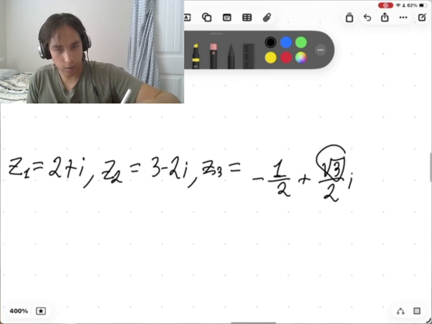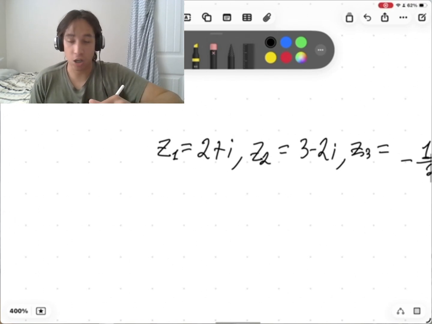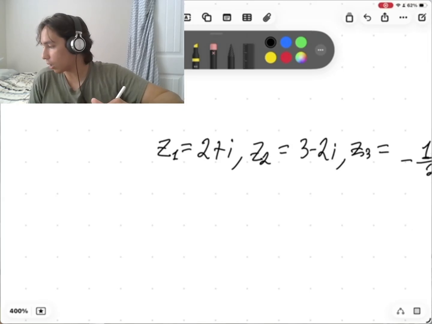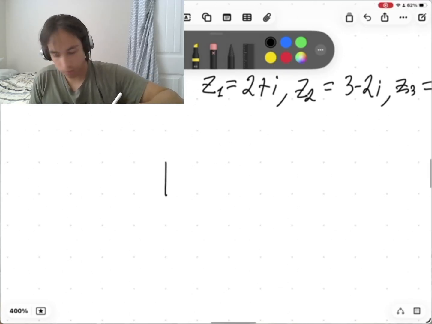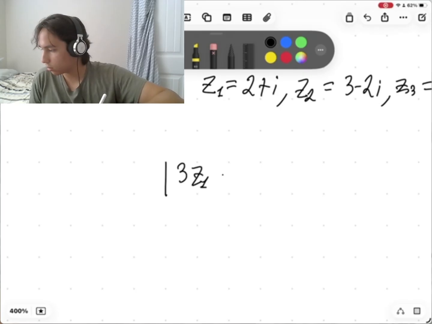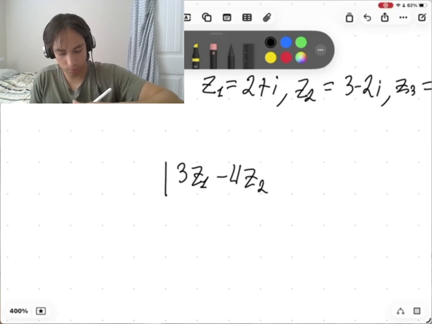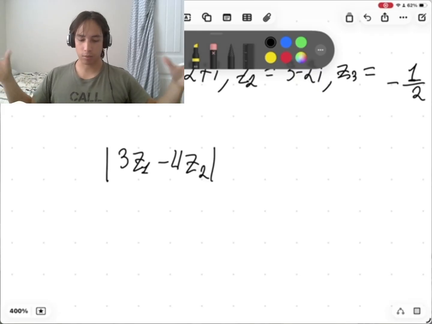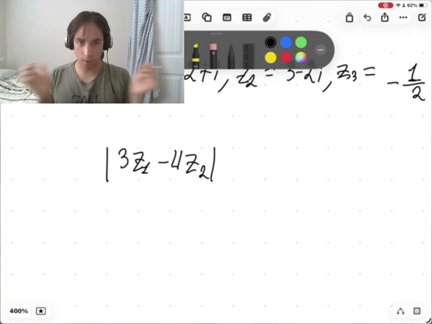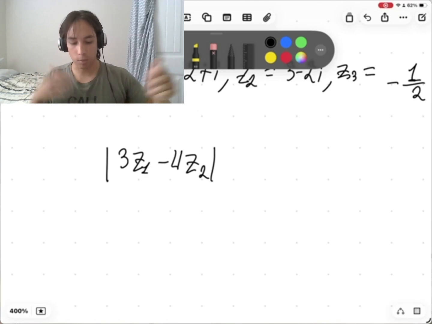Working with this thing is gonna hurt a lot. So we're asked to find the absolute value of 3z1 minus 4z2. And so here I can explain how you can think of absolute values with imaginary numbers.